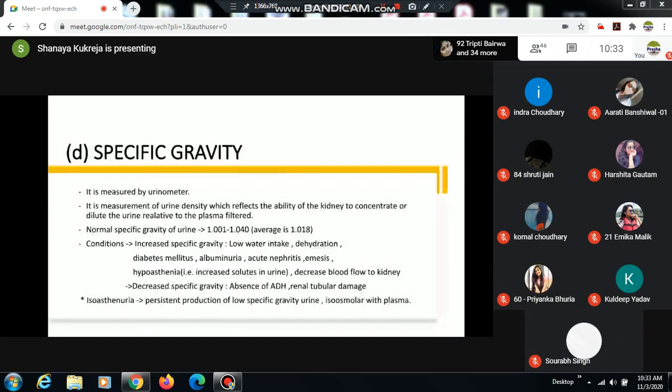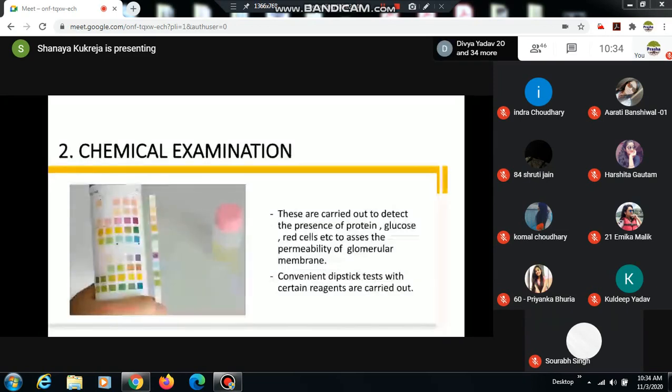So decreased specific gravity can be due to absence of ADH, where water reabsorption is decreased, and is seen in renal tubular damage. Isosthenuria is the condition in which there is persistent production of low specific gravity urine, isoosmolar with plasma. Second is chemical examination.